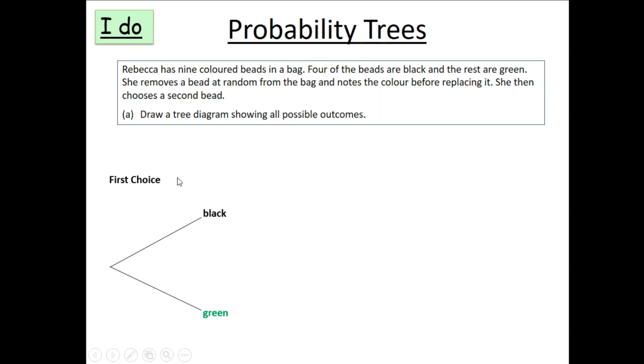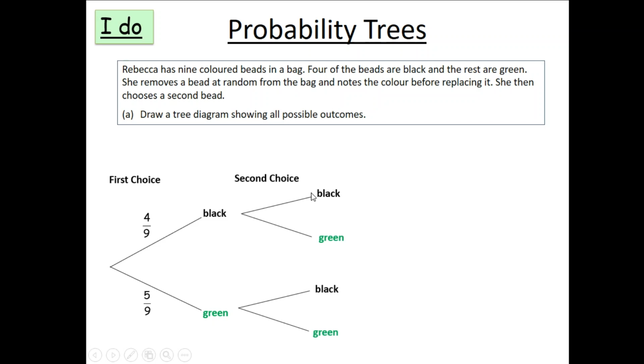Okay, so firstly it says Rebecca has 9 colored beads in a bag. 4 of the beads are black and the rest are green. So if 4 out of 9 are black, 5 out of 9 are going to be green. She removes a bead at random from the bag and notes the color before replacing it. She then chooses a second bead.